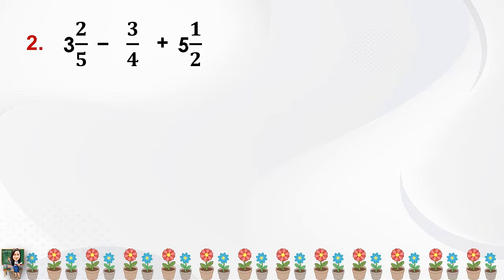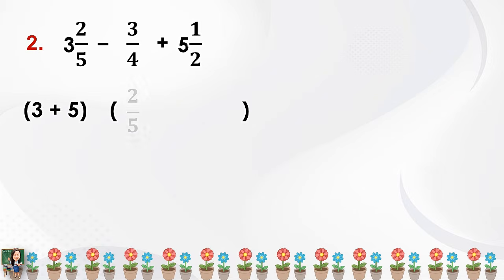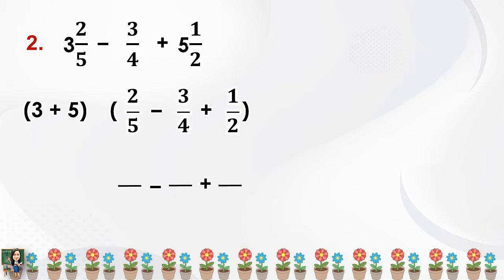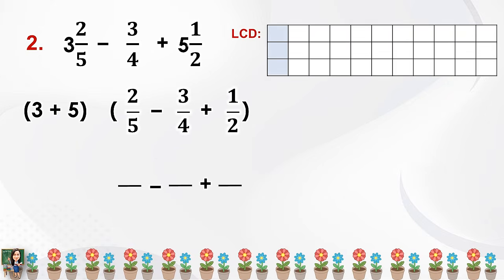Number 2. 3 and 2 fifths minus 3 fourths plus 5 and 1 half. First, separate the whole numbers, 3 plus 5. Then, write the fractional parts. 2 fifths minus 3 fourths plus 1 half. So these fractions are dissimilar fractions. Change them to similar fractions by getting the LCD of 5, 4, and 2.